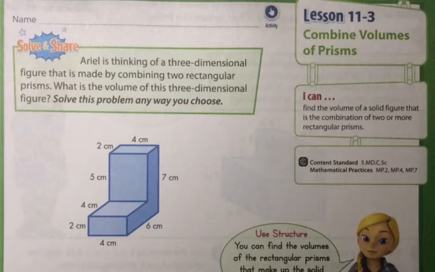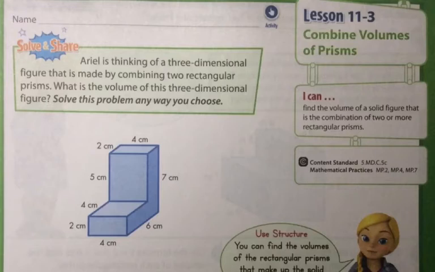Like I said, just try your best, write everything down with me. I'm going to try as best as I can to go slow, and you can always pause the video and go back if you need to. But let's get started on the solve and share. The solve and share for this problem says Ariel is thinking of a three-dimensional figure that is made by combining two rectangular prisms. What is the volume of this three-dimensional figure? Okay, so like I said before, we have two rectangles kind of stuck together.